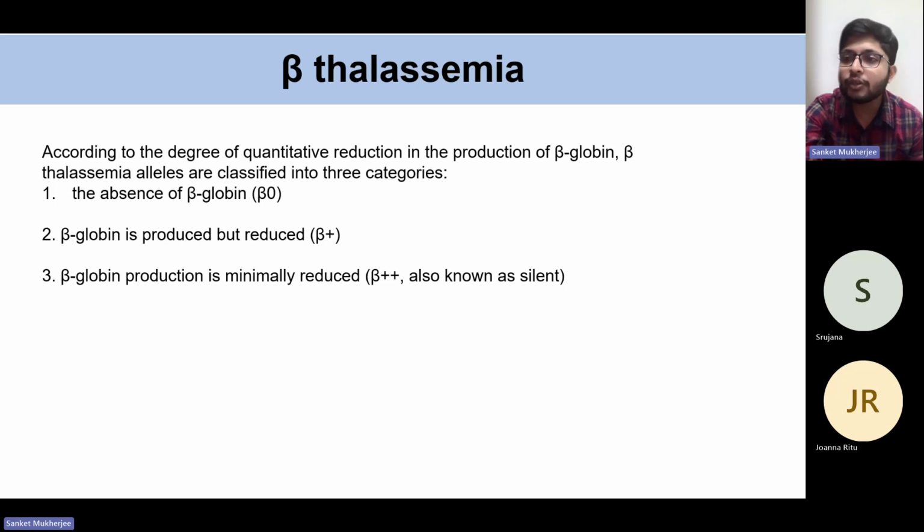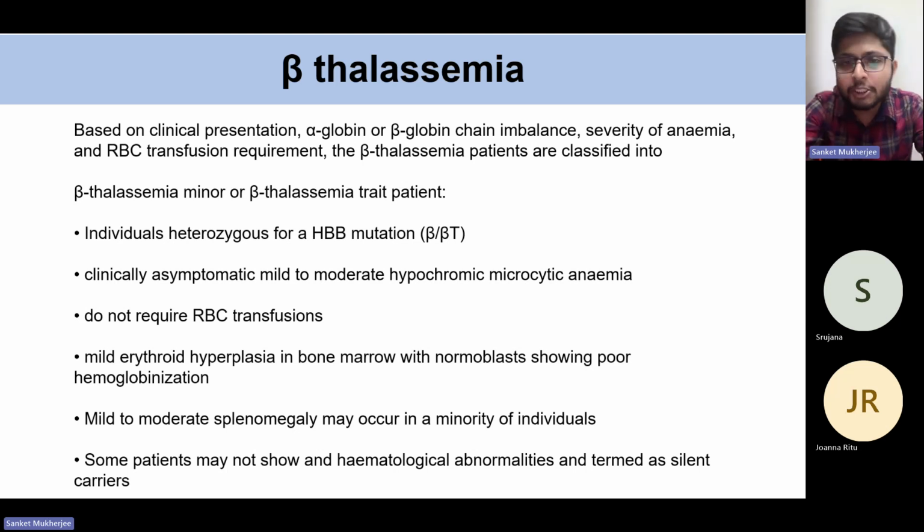That could also happen. These could lead to beta thalassemia. So based on the clinical presentation, alpha globin or beta globin chain imbalance, severity of anemia, and RBC transfusion requirement, beta thalassemias are classified into beta thalassemia minor or beta thalassemia trait patient. If there are individuals with heterozygous mutation, there is a wild type beta globin and a mutated beta globin. In that case, we have beta thalassemia minor.